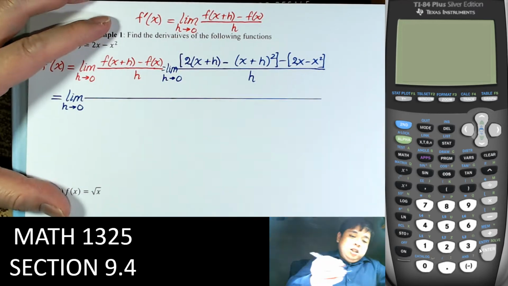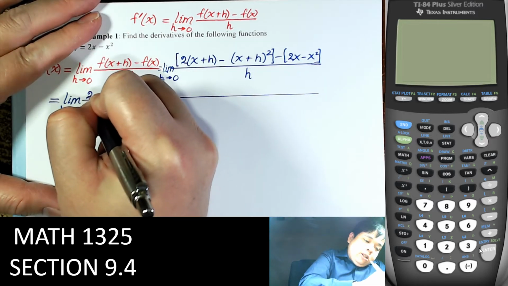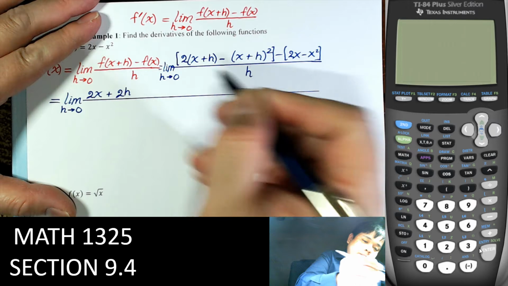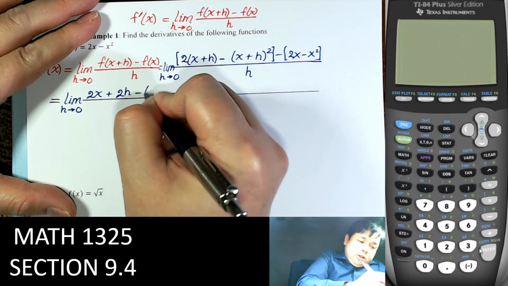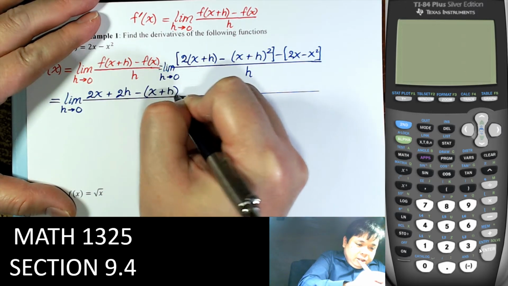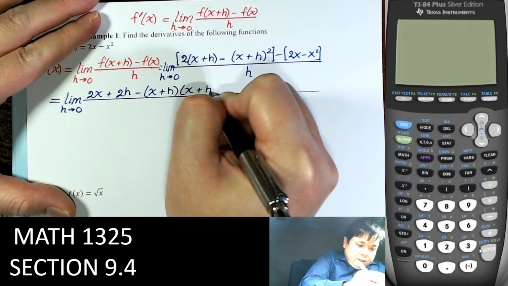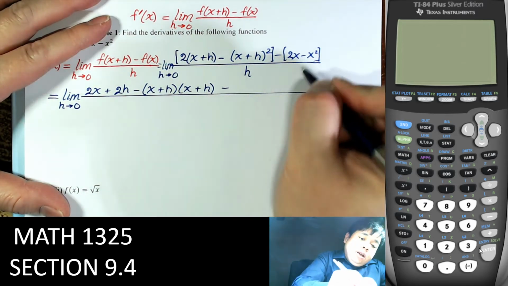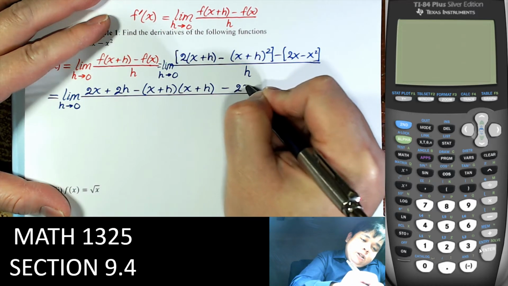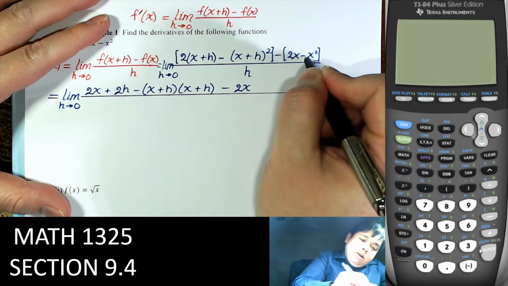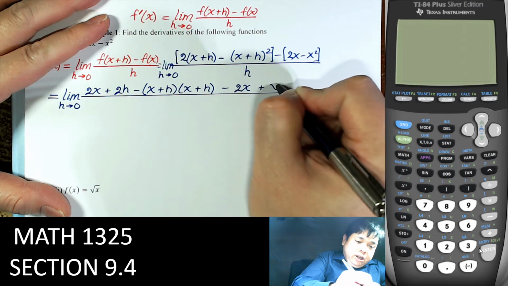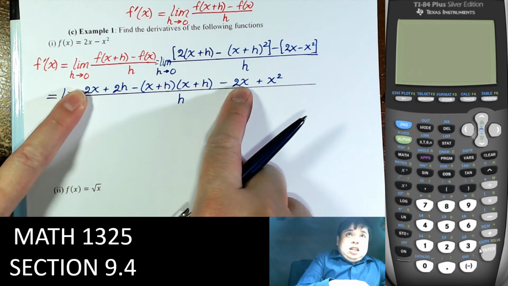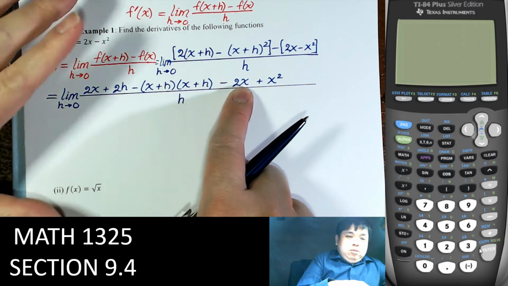Right, multiply this out: 2x plus 2h, minus x plus h times x plus h, because square means multiply by itself. Minus 2x, minus a negative, that's plus x squared. Right. I can simplify the 2x here already, but just keep that for now.